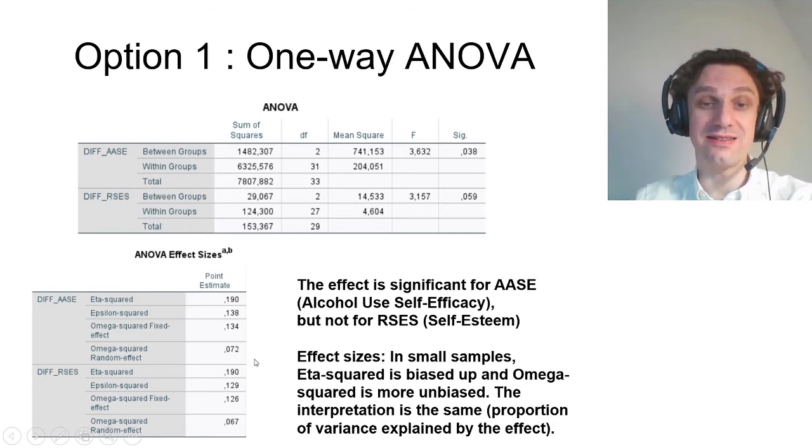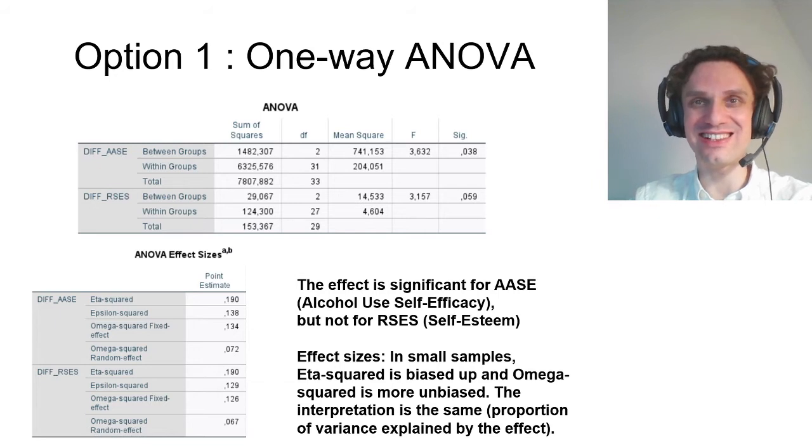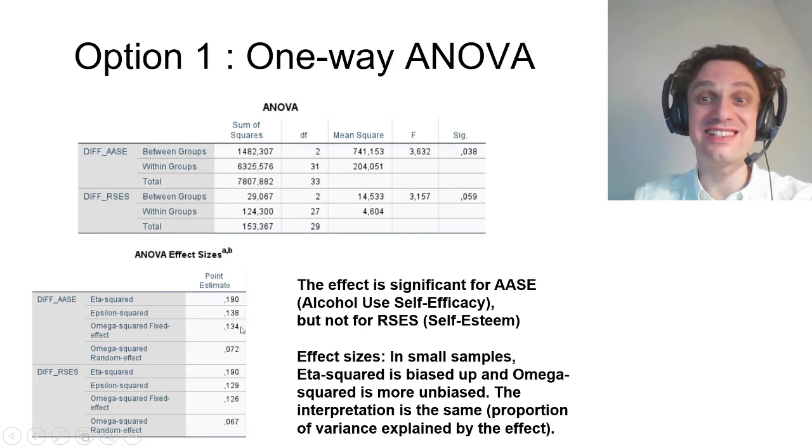And then we can take a look at effect sizes. Luckily for us, the version 27 of SPSS has started giving a normal bunch of effect sizes. Before it was just eta squared, and it was kind of mislabeled in some analysis, also in some versions. But now we have, in addition to eta squared, we have epsilon squared and omega squared. What is the difference between eta squared and epsilon or omega squared?